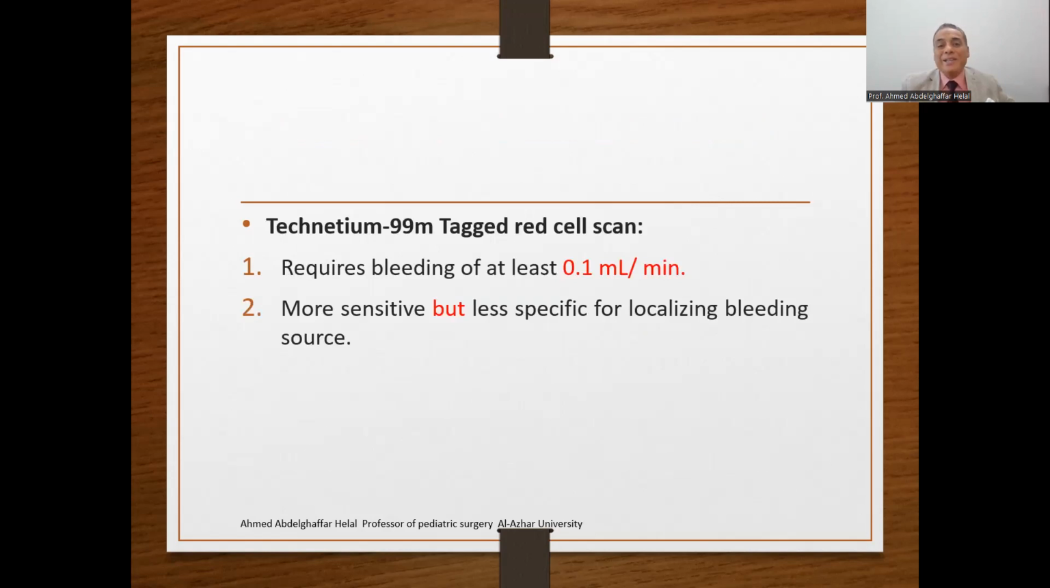Technetium-tagged red cell scan also requires bleeding of at least 0.1 milliliters per minute. It is more sensitive, but less specific for localizing the bleeding source. So the only test that can be used without active bleeding is technetium pertechnetate.